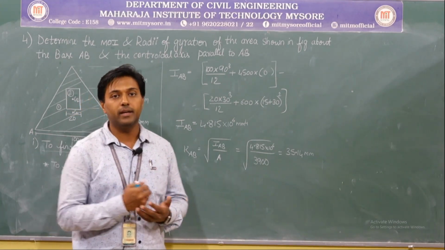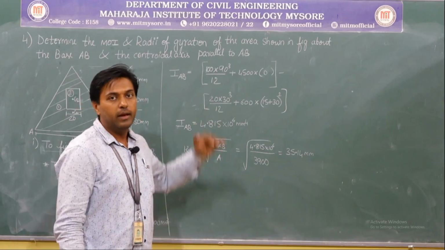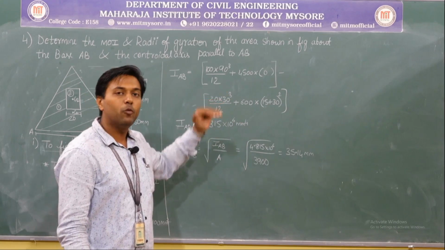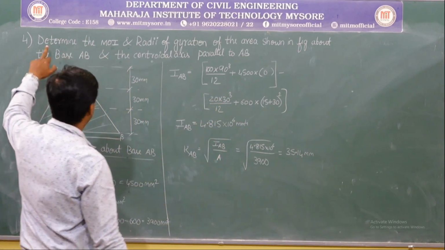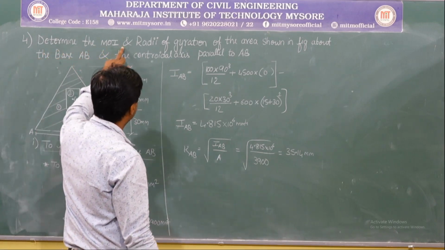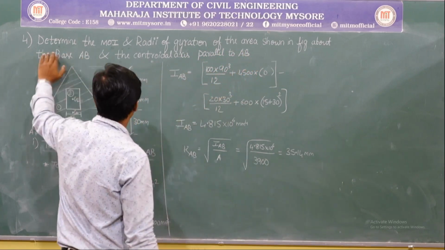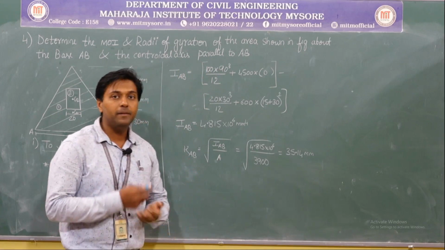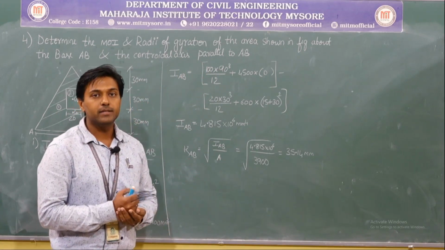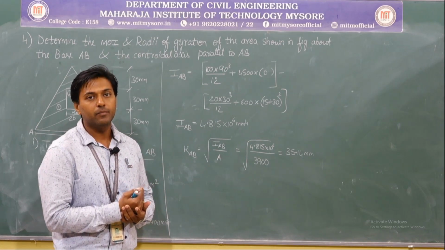Now the important thing comes into the picture. Let me move on with the second part of the question. I am done with the first part. So what is the second part? We need to determine the moment of inertia and radii of gyration of the area shown in the figure about the base, which we are done with, and the centroidal axis parallel to AB.